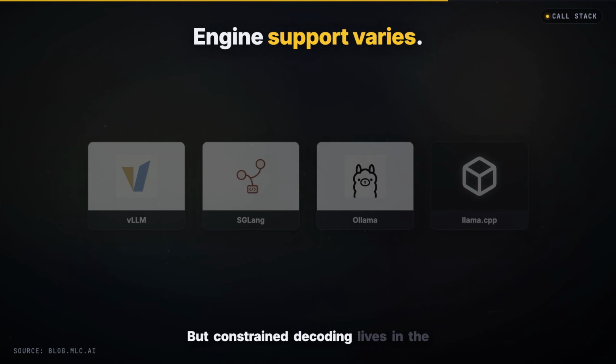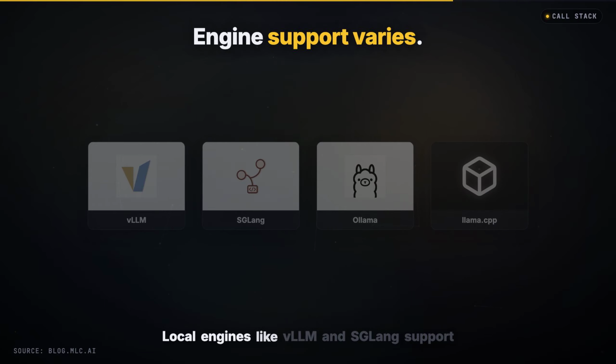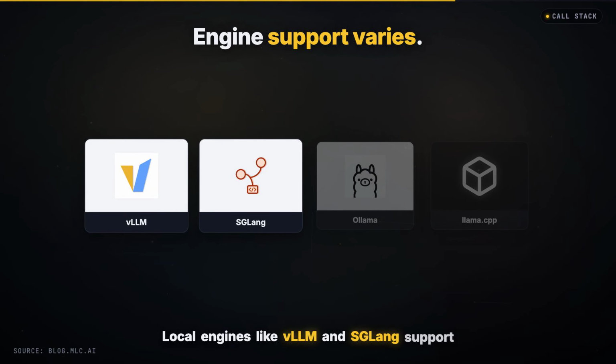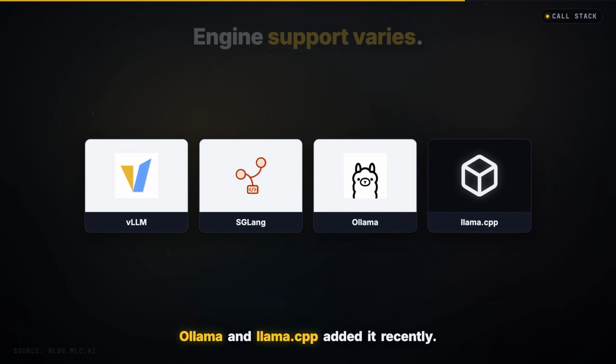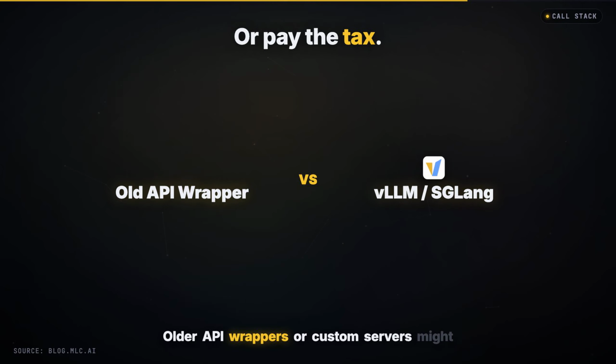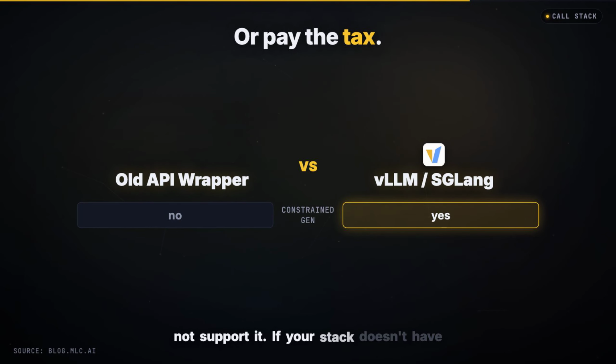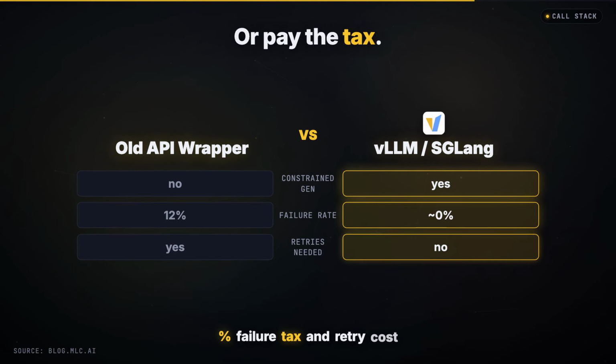But constrained decoding lives in the inference engine, not the model weights. Local engines like vLLM and SGLang support it natively. They compile your schema and mask tokens automatically. Ollama and llama.cpp added it recently. Older API wrappers or custom servers might not support it. If your stack doesn't have constrained decoding, you pay the 12% failure tax and retry cost instead. The reliability problem returns. Check your engine.